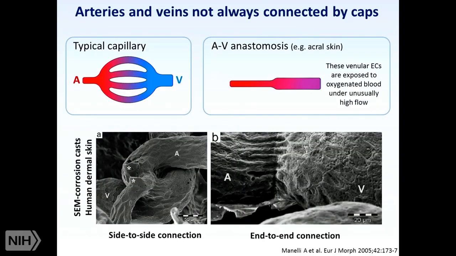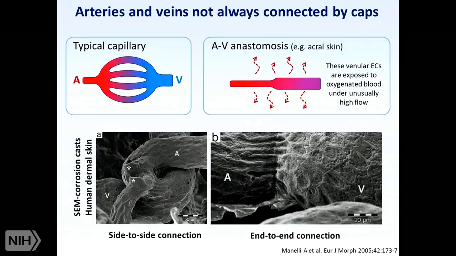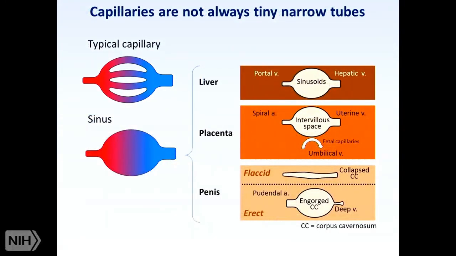Not all arteries are connected to veins by capillaries. In some cases, blood is shunted from the arterial to venous side through AV anastomoses. These are normally seen in the skin, particularly in the fingers and the toes, where they serve as heat exchangers, diverting up to 85% of the blood flow to the dermis. These are also seen in pathology where they're called AV malformations, for example, in certain hereditary states, as well as in tumors.